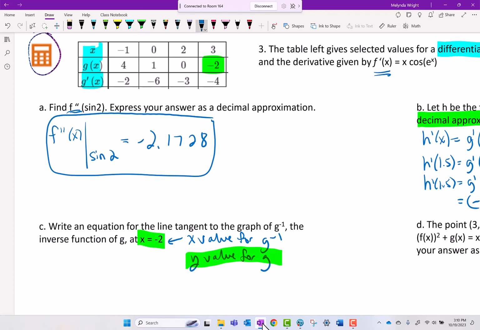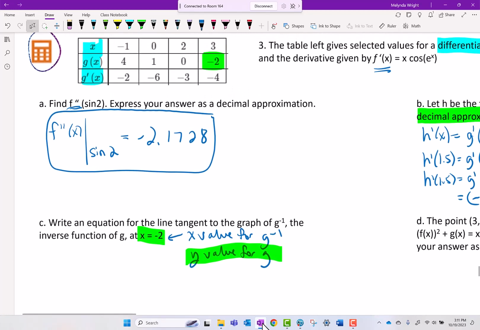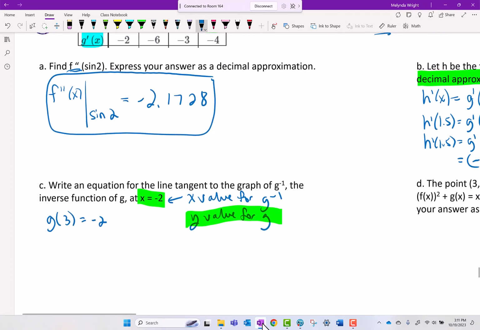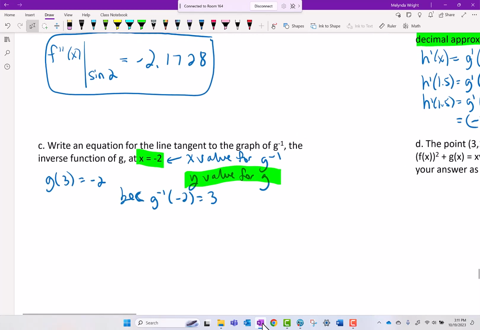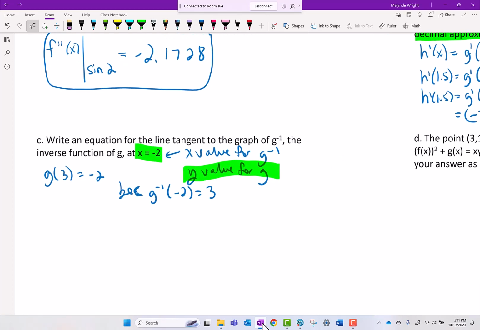See that? It says the y value for g is negative 2. Okay, so what does that mean? That means that g of 3 is negative 2. That's what it means, because g negative 1 of negative 2 is 3, right? They just flip. The x's and the y's flip. Okay, so yes, I hate to put it, we have to remember the formula. We've got to find the derivative.